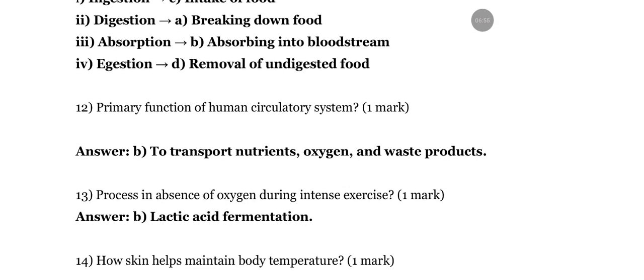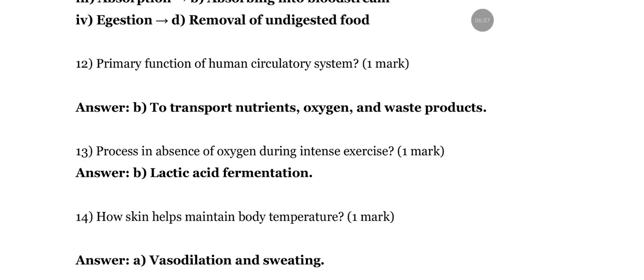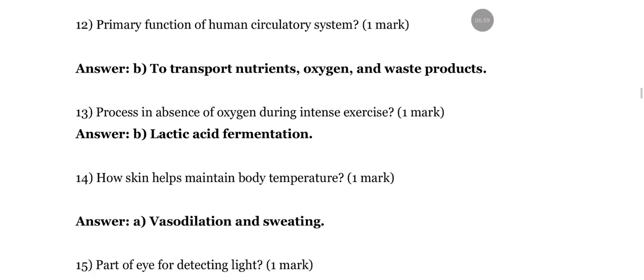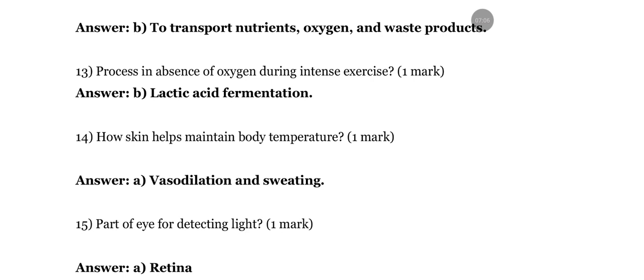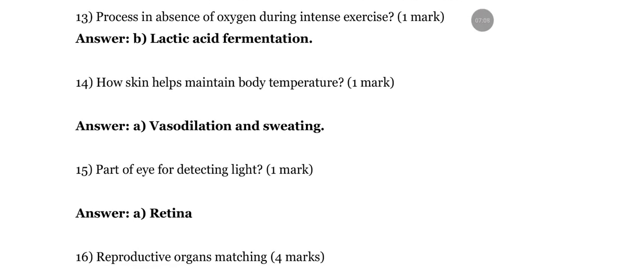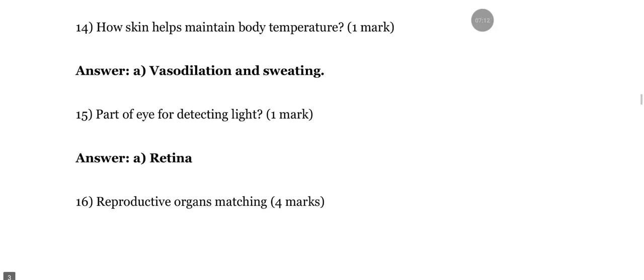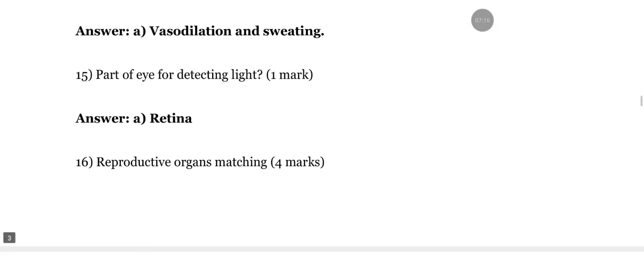The primary function of the circulatory system is transporting nutrients, oxygen, and waste products, where the process in the absence of oxygen during intensive exercise is what we call lactic acid fermentation. Whereas how skin helps maintain body temperature is through vasodilation and sweating.